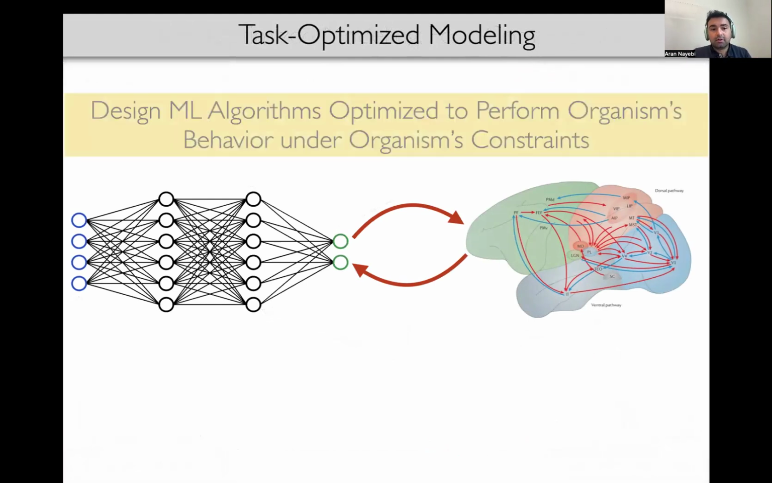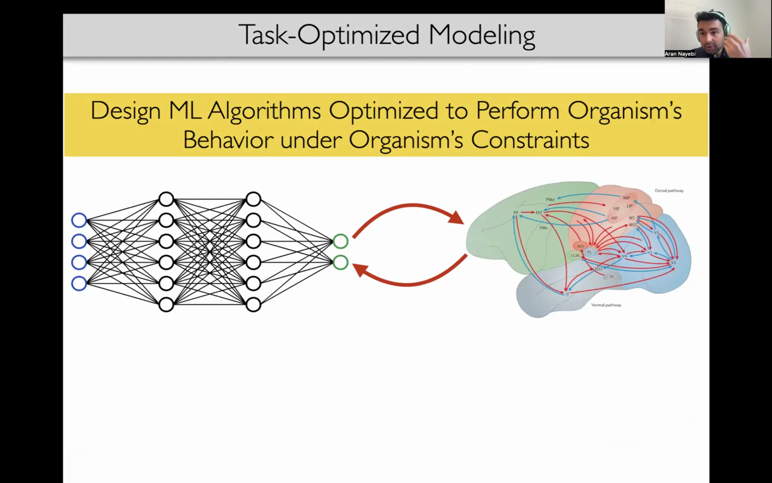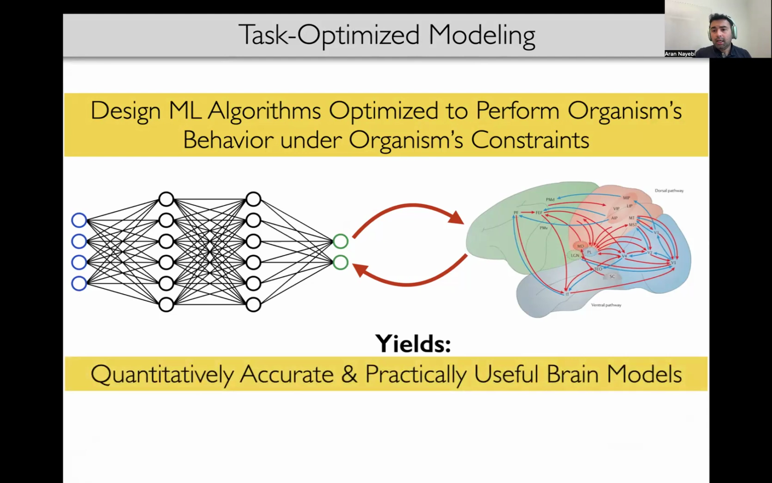In particular, what we'll often need to do is to design ML algorithms to perform the organism's behavior under the right constraints, by identifying the right constraints. And when doing so, this iterative process of better matching the brain through optimizing on a task yields two types of outcomes. One is a quantitatively accurate and practically useful brain model. In other words, if you train an artificial neural network and find that it recapitulates the brain well, you can then go and deploy it in new settings and much more quickly than actually running the experiment in the brain.